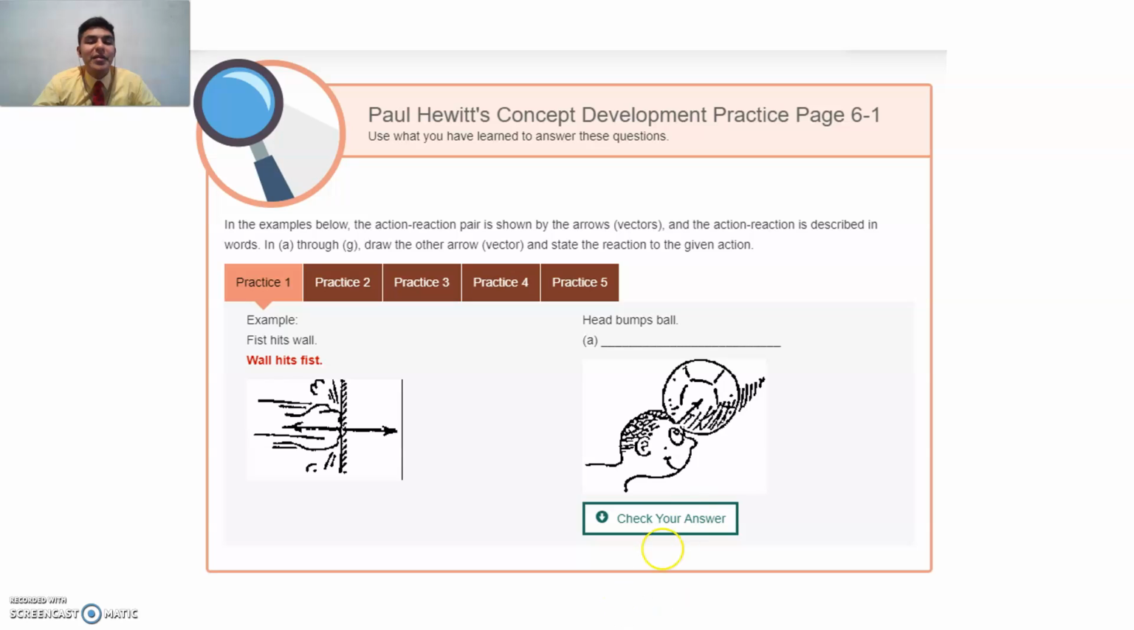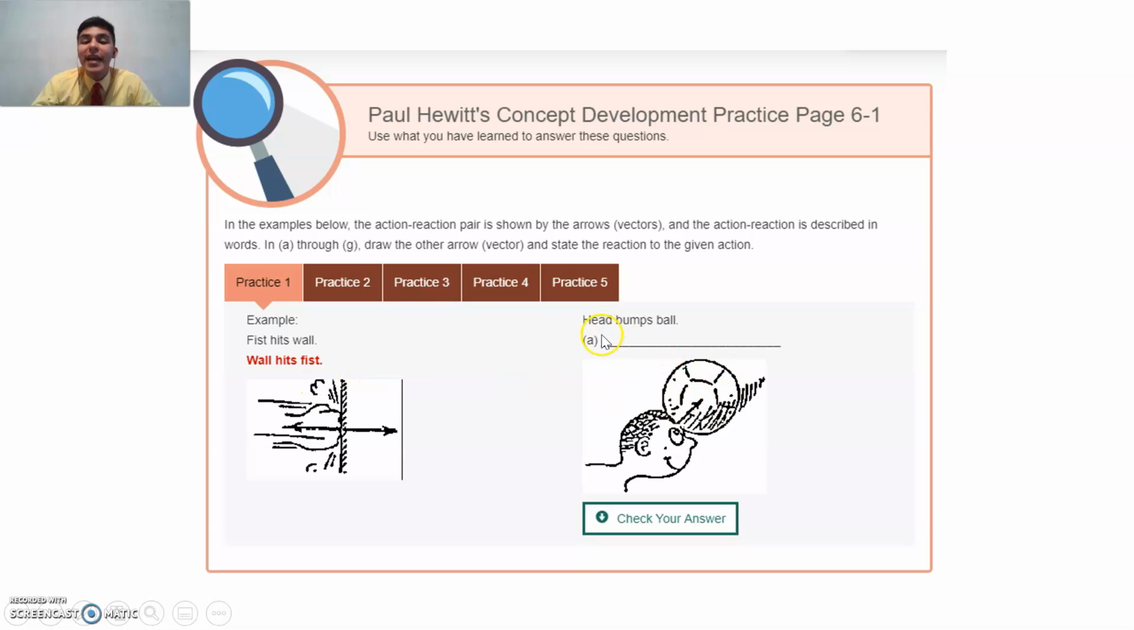All right, this looks like a tongue twister, but it is way simpler than it looks. The first one says, fist hits wall. We have a person hitting the wall, and the vector shows us that it is going towards the right. So remember, an equal force in the opposite direction is going to act on the fist. Just like you can see right here, we're going to draw our vector with another arrow, and we are going to complete the statement by saying that the wall hits fist. All right, so let's continue.